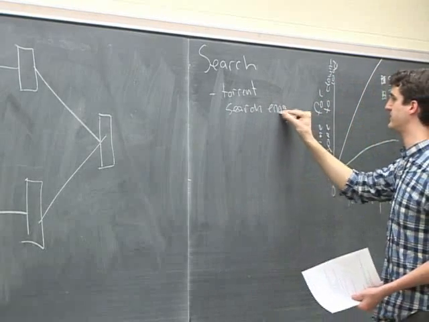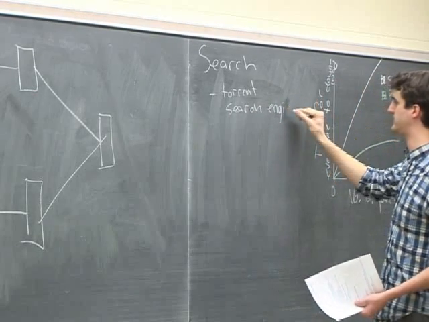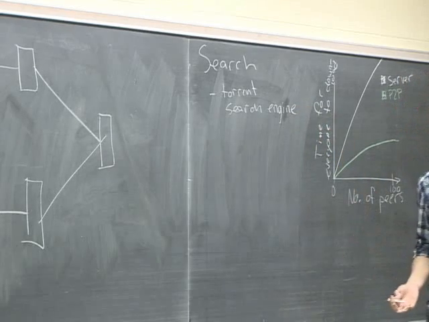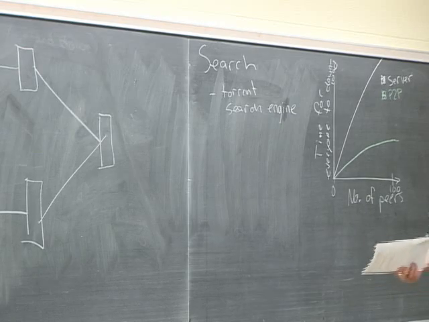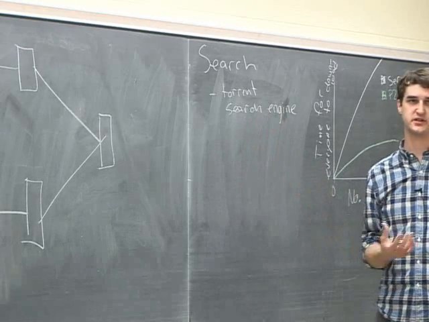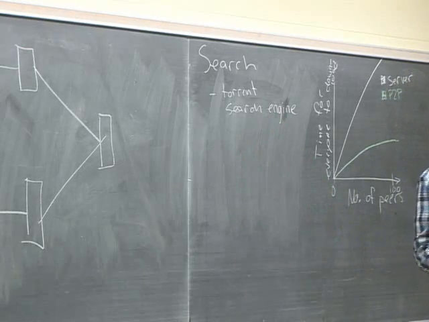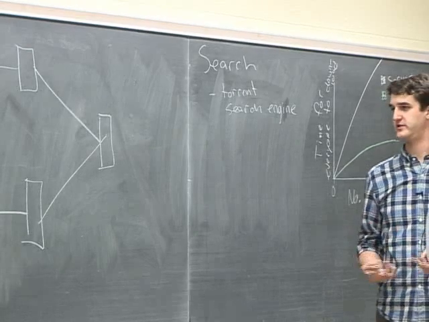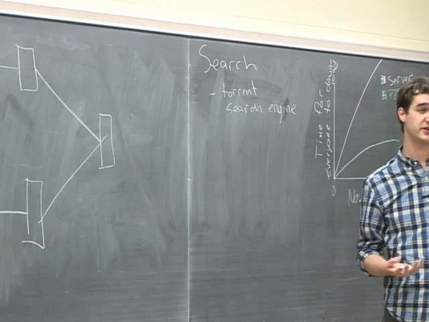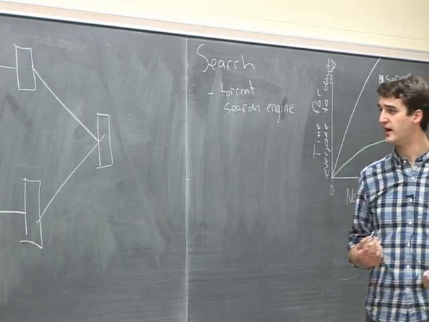Yeah, examples are like the Pirate Bay, ISO Hunt, so on. Okay, so that works for Bittorrent because Bittorrent has this idea of these trackers and these torrent files, but it doesn't necessarily work for all peer-to-peer systems.